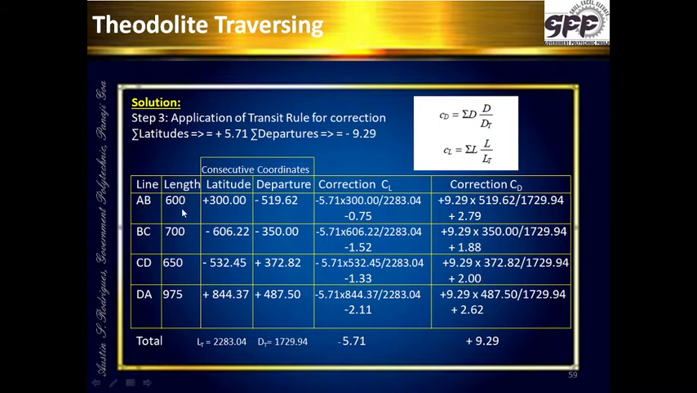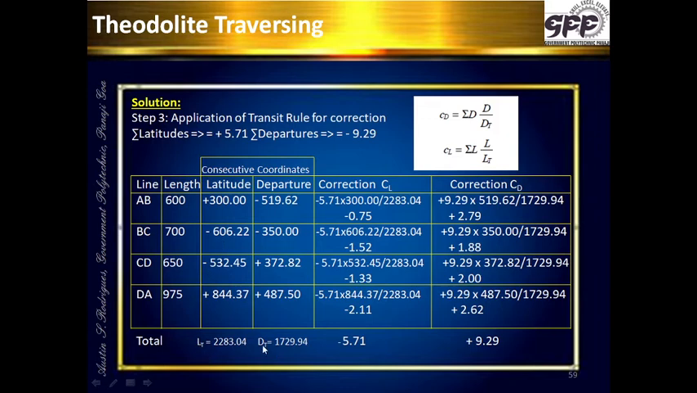Line AB, length is 300. We have already calculated the latitude and departure. Now what is the correction for latitude? Correction for latitude is the sigma L, whatever correction is required, multiplied by the individual latitude divided by sum of all the latitudes. Look at this. All the latitudes when I add, that is 300 plus 606.22 plus 532.45 plus 844.37 gives me 2283.04. Please note, I don't consider the signs when I'm finding LT.